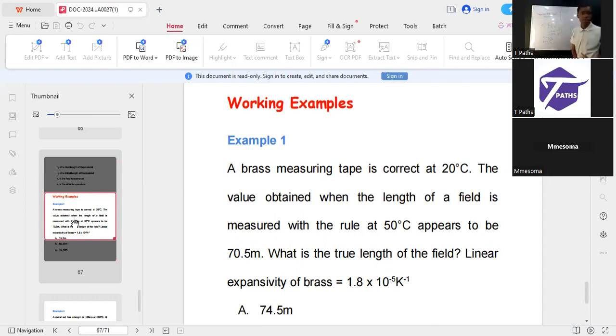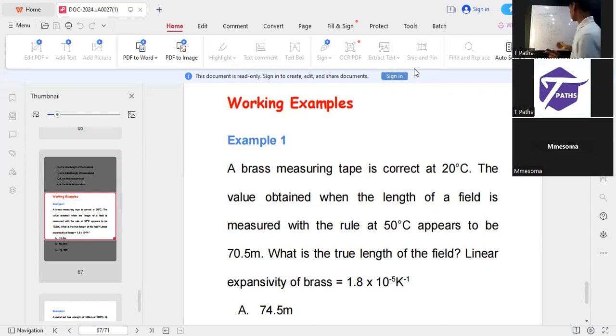So simply, the first thing is you try to interpret the question. It says a brass measuring tape is correct at 20 degrees Celsius, which means it must have a particular length at that 20 degrees Celsius, which is L1. It is correct at 20 degrees Celsius, but it didn't tell me what that length is. So that 20 degrees Celsius will become my theta 1. Now, the length of the field is measured with the rule at 50 degrees Celsius. There's a temperature rise from 20 degrees Celsius to 50 degrees Celsius, so my theta 2 becomes 50 degrees Celsius.